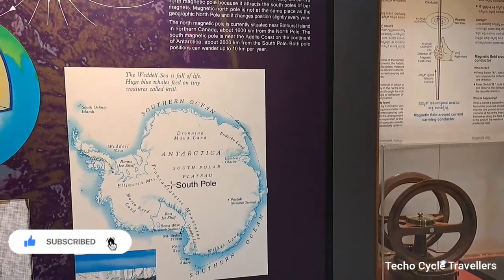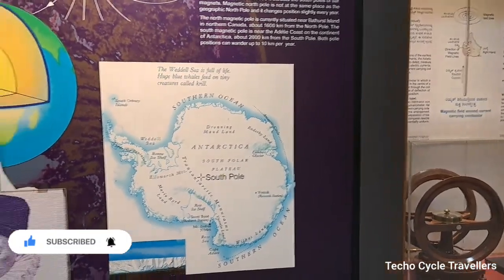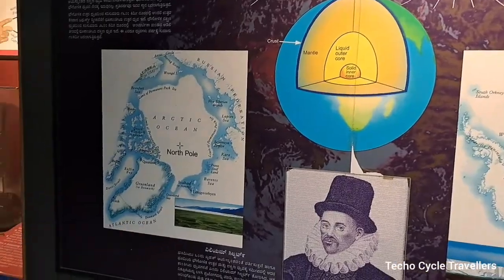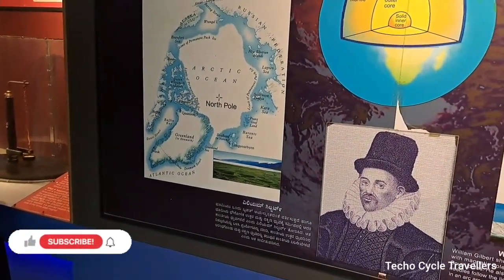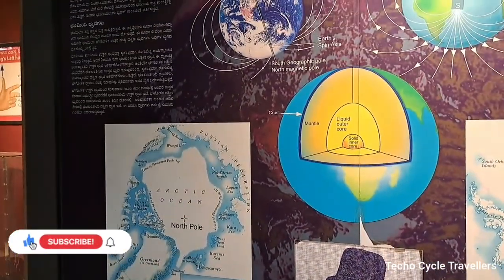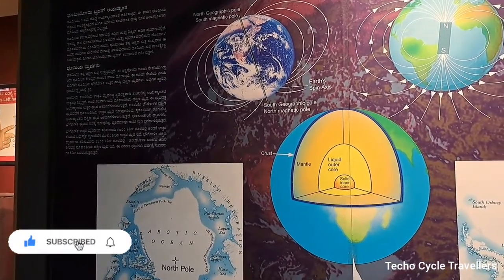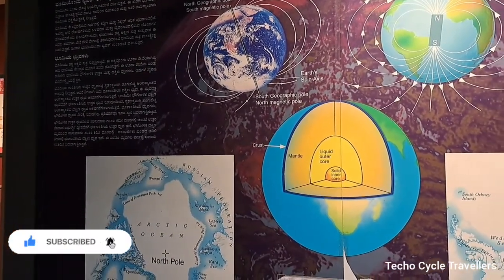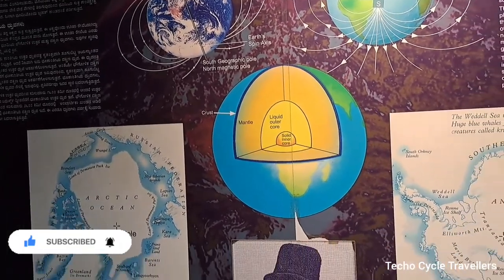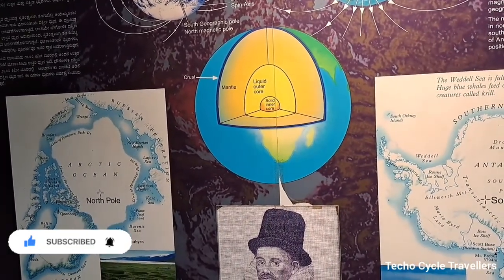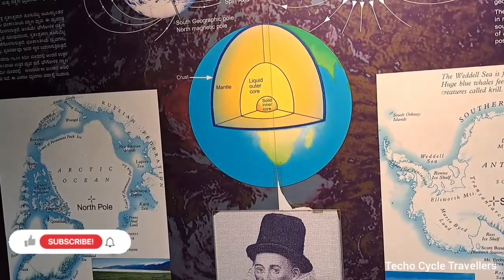Antarctica, South Polar Plateau, South Pole. Arctic Ocean, North Pole. North Geographic Pole, South Magnetic Pole. South Geographic Pole, North Magnetic Pole. Earth spins on its axis. Liquid outer core, mantle, solid inner core, crust.